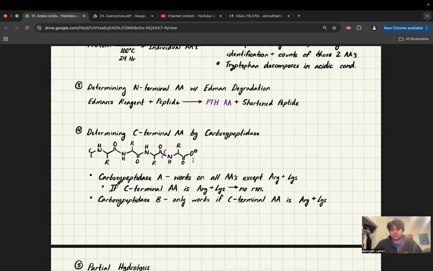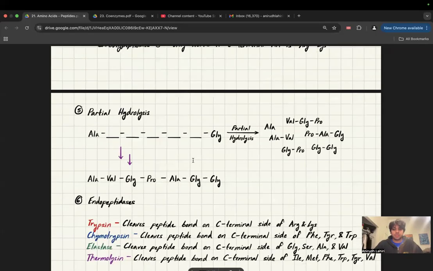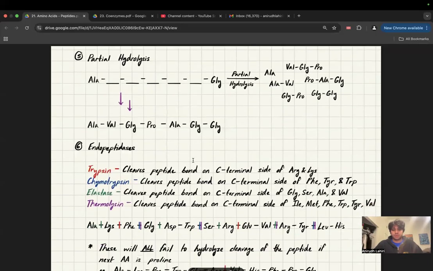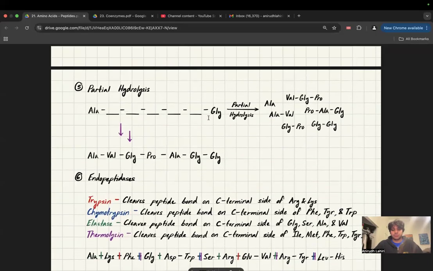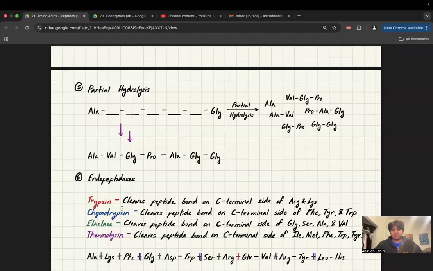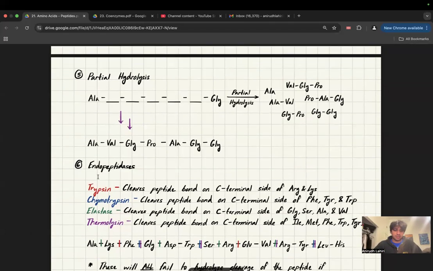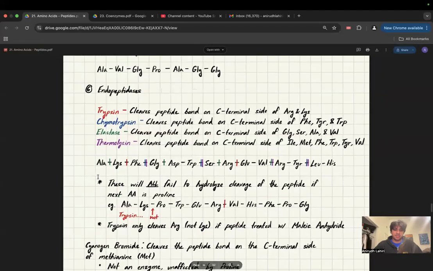Which means that if you have a C-terminal amino acid and it's arginine plus lysine, you get no reaction. So we have to use carboxypeptidase B to cleave off arginine and lysine. Cool. Partial hydrolysis. So partial hydrolysis is we have certain enzymes that are used to break apart amino acid chains at specific spots. This is under the same category as endopeptidases.